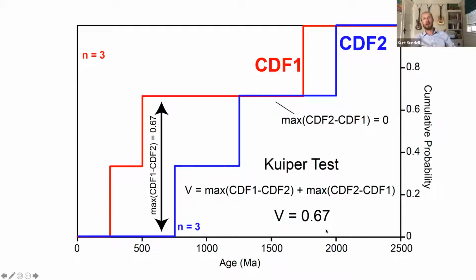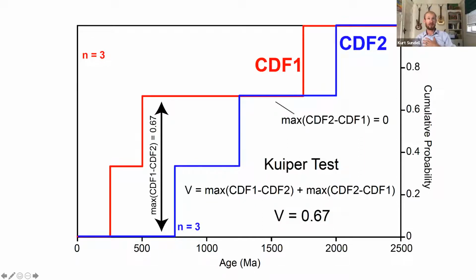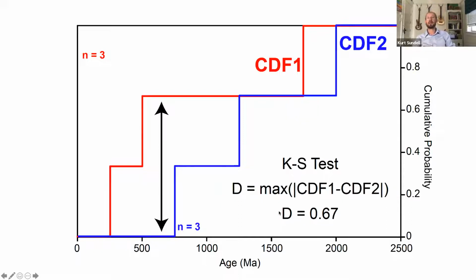The last one is the Kuiper test, and the Kuiper test is an extension of the KS test. Here, instead of taking the maximum of the absolute value of CDF1 and 2, you're taking CDF1 minus CDF2 and taking whatever that value is, and taking CDF2 minus CDF1 and taking whatever that value is, and adding them together. In this example, it's going to be the same because this is the biggest gap between them in either case. Oftentimes, the Kuiper test will give a slightly larger value, V value. So V is the Kuiper test version of D.